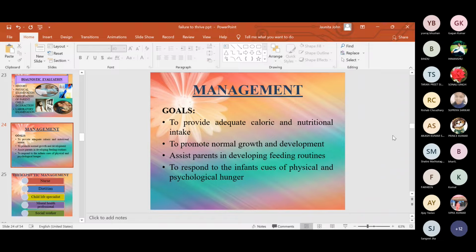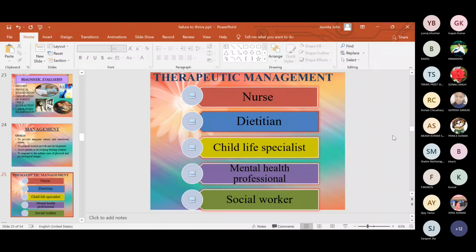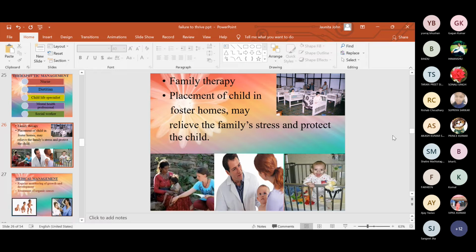फिजिकल आप खिला पिला सकते हैं. साइकोलॉजिकल हंगर मीन्स वो किस स्टेट में है, whether they are depressed, whether they are happy, whether they are anxious, that you have to see. Then under that, what all members will be included in the management of the baby or infant will be nurse, dietitian, child life specialist, or you can write physician as well, mental health professionals, social workers. Who all are these? These are us only most of the time, but dietitian is an addition, pediatrician or mental health professional. Then family therapy will be given to everybody.